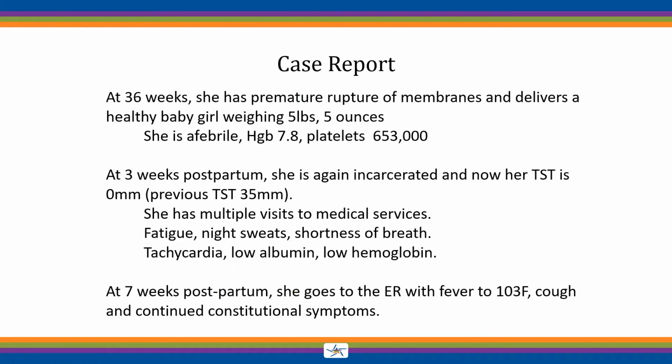So the next phase is at 36 weeks, she has a premature rupture of membranes. So here we see a baby that's somewhat early. She is ostensibly healthy, weighs 5 pounds 5 ounces. So a little small, but nothing terribly concerning as I understand it. And the mother is afebrile. Her hemoglobin is 7.8 and her platelets are 653,000. And she leaves with no further care at that point.